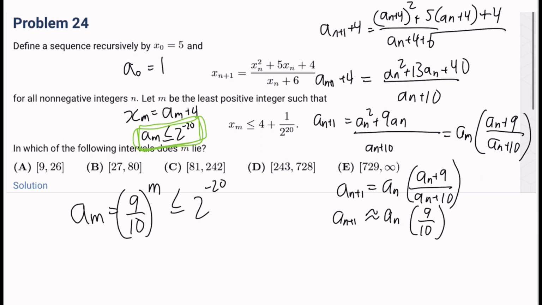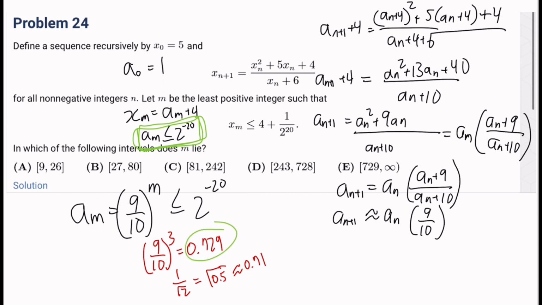And now let's look at (9/10)^3. This is 0.729, right? But then 1 over root 2 is equal to root 0.5, which is similar to 0.7, because 0.7 squared is 0.49, so it's going to be very, very similar to 0.7, like 0.71 or something like that, right? And obviously 0.71 is less than 0.729.